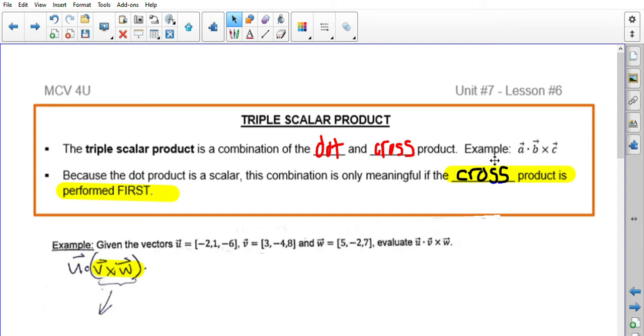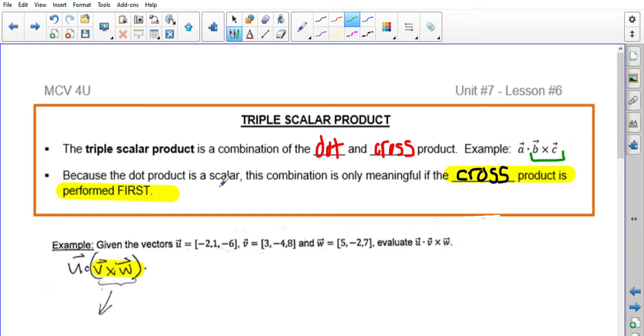Now, how are we supposed to figure out what order to do this? Because the dot product produces a scalar, we would not be able to do the dot product first, because then we'd be doing a scalar cross a vector. And you can't do the cross product unless you have 2 vectors. So that means in order to get an answer that makes sense, the combination is only going to be meaningful if you do the cross product first. Okay, so these 2 have to be done first. And then you are going to do the dot product with vector A.